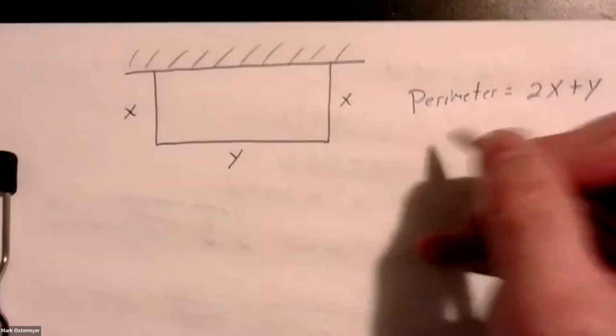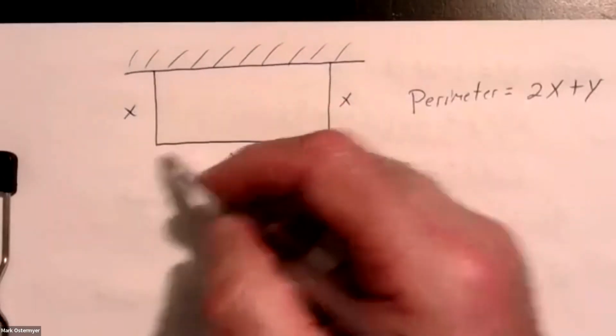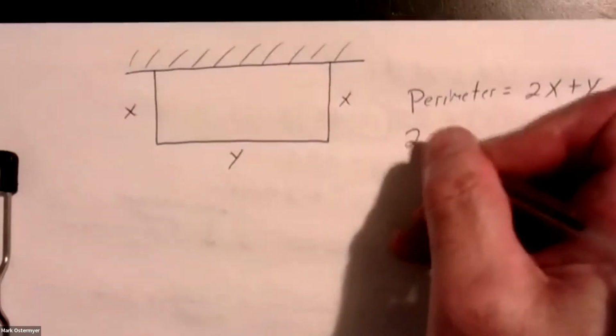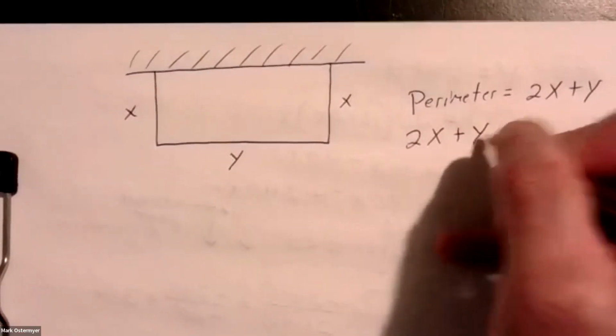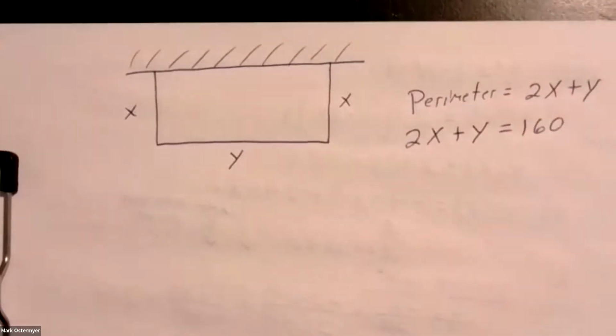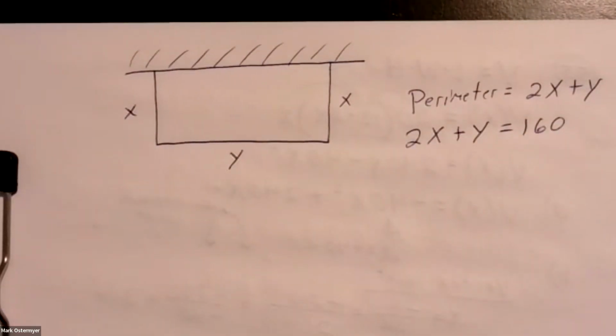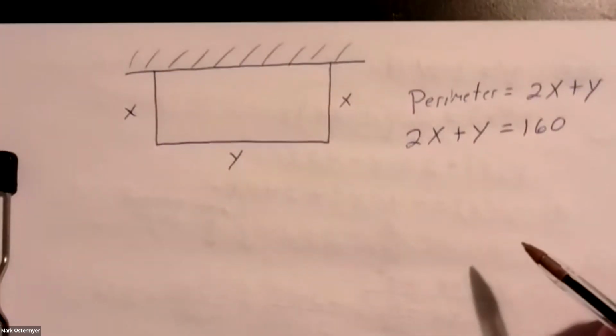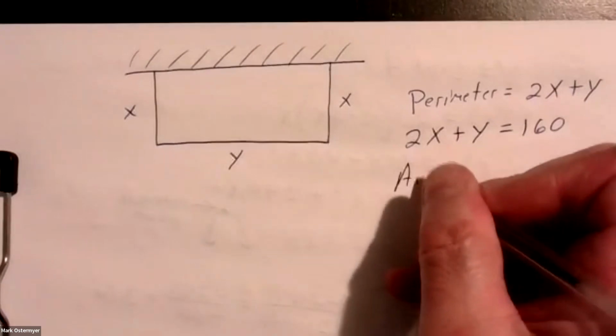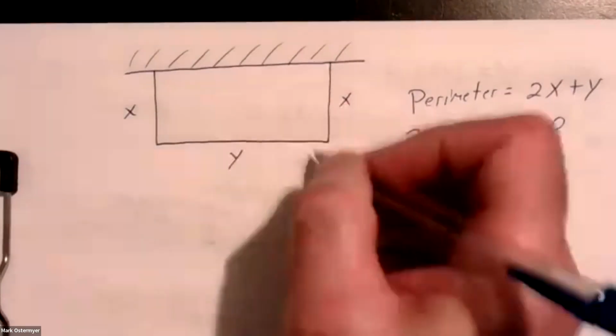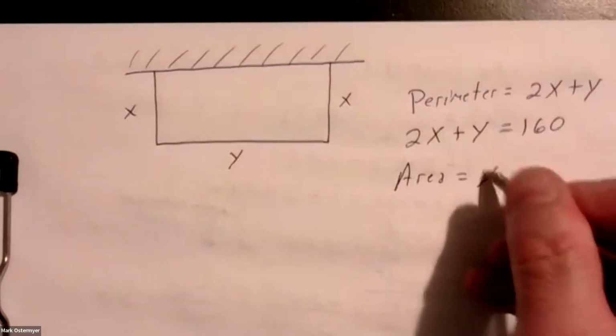But they tell us the perimeter is 160 feet because that's all the fence we have to work with, 160 feet of fence. So therefore, we develop one equation here that looks like this. That's the total amount of fence we have to work with to build this rectangular enclosure. And we know the area of a rectangle is equal to side times side. So this will be X times Y.